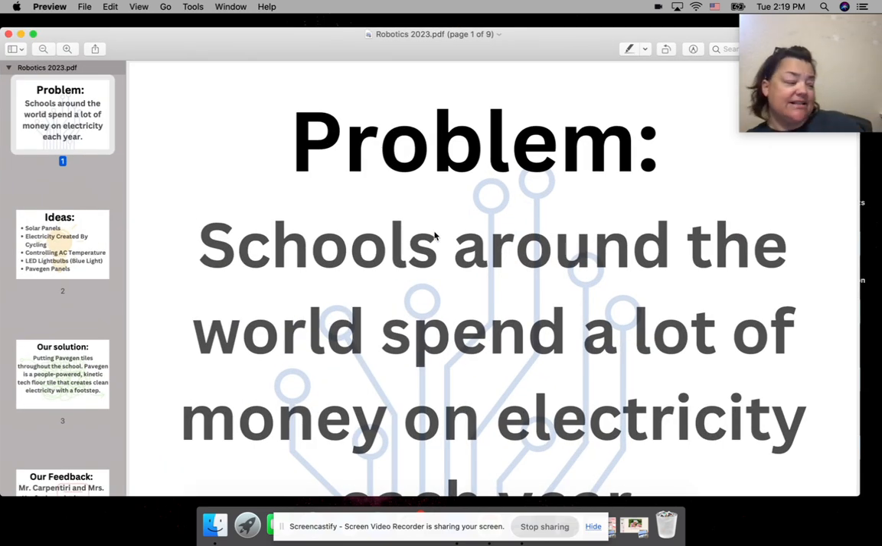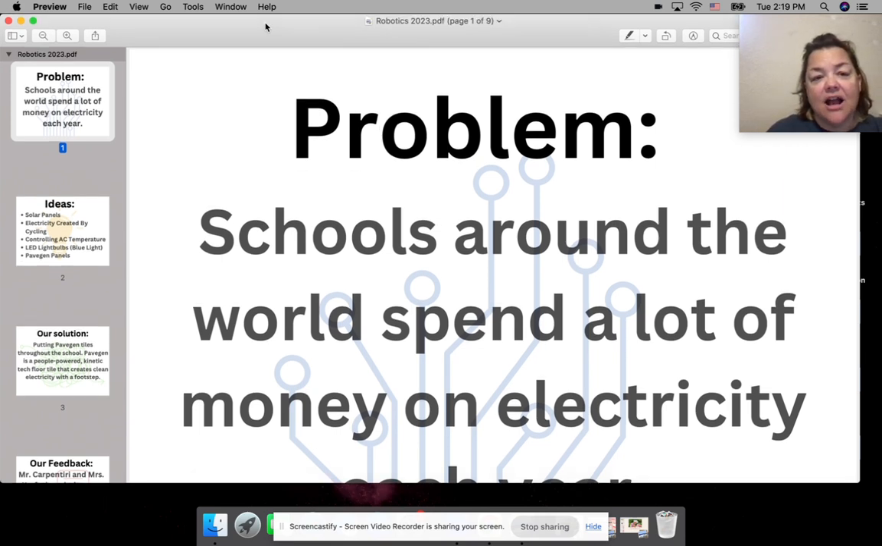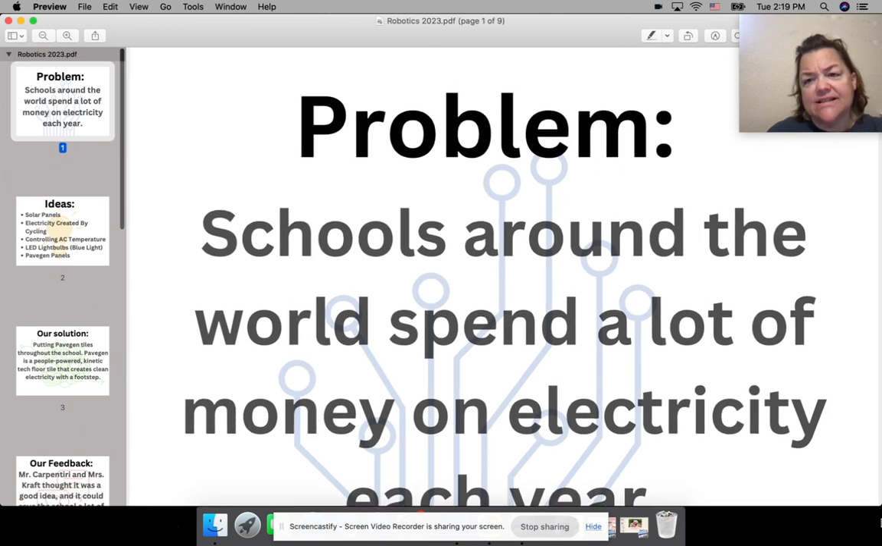This is a presentation that our Lego robotics team presented last year. We participated in an event where the theme was about energy. So we had to figure out a way to solve a problem in the world. And we did some research and we went to the money people at our school, for lack of a better way to say it.